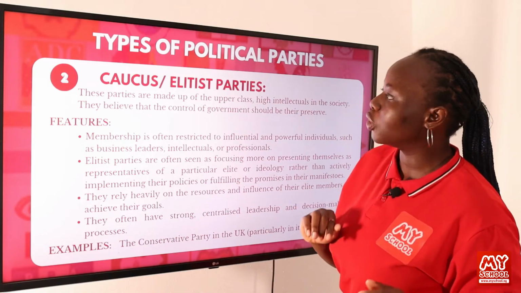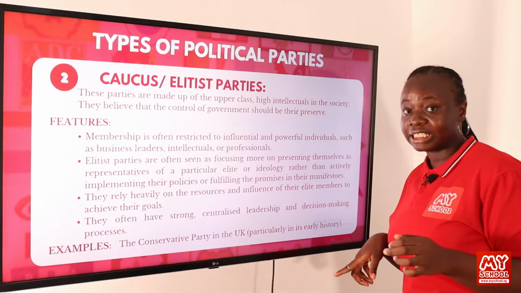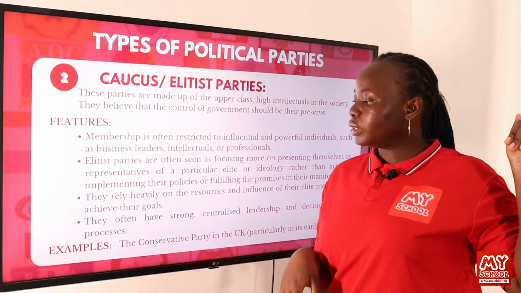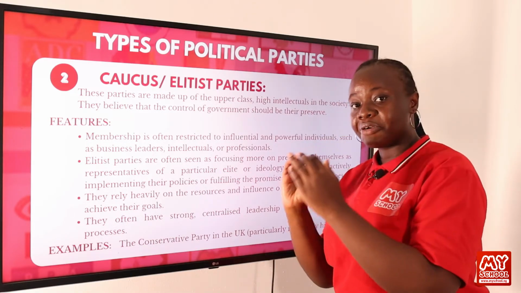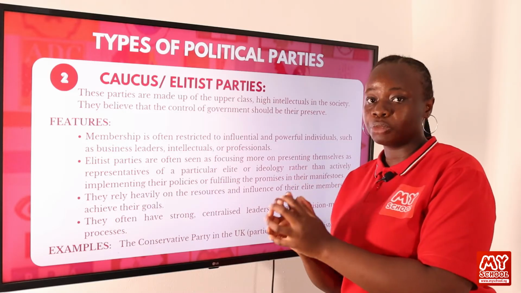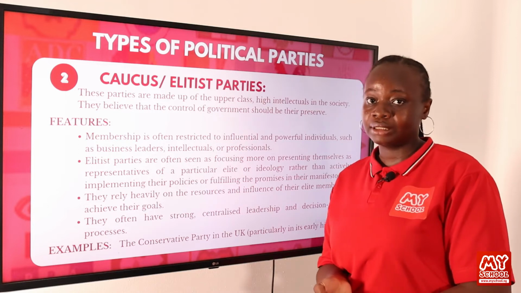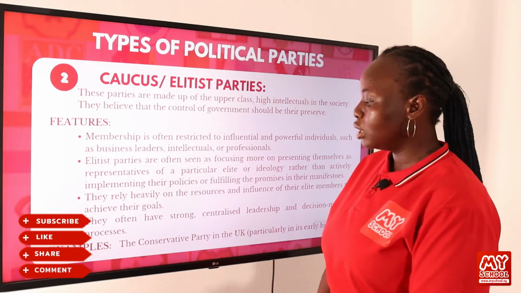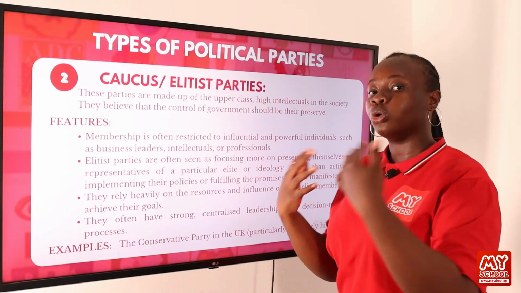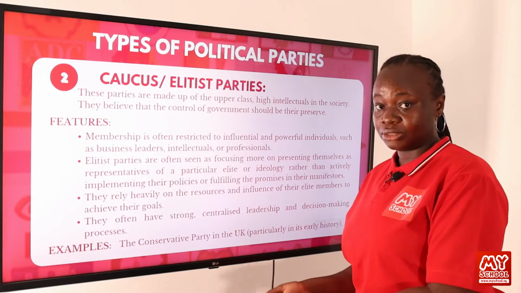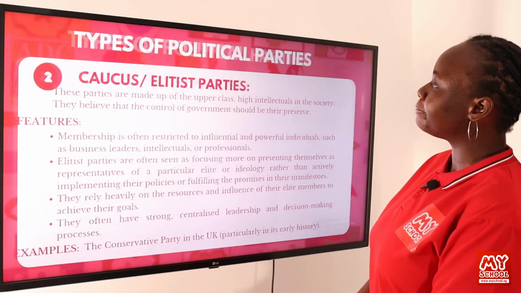An example of the caucus or elitist party is the Conservative Party in the United Kingdom, particularly in its early history. So, during the 19th and 20th century, the Conservative Party was primarily restricted to those people who had the economic resources and the intellectual capability to belong to that party. They did not care about the common masses. But things have changed in recent times. It is not as it used to be before, although some critics claim that this is still the case in our modern society. Now let's move on to another type of political party.